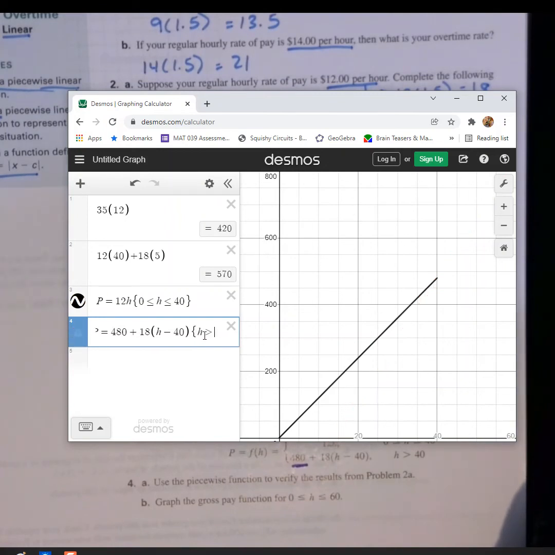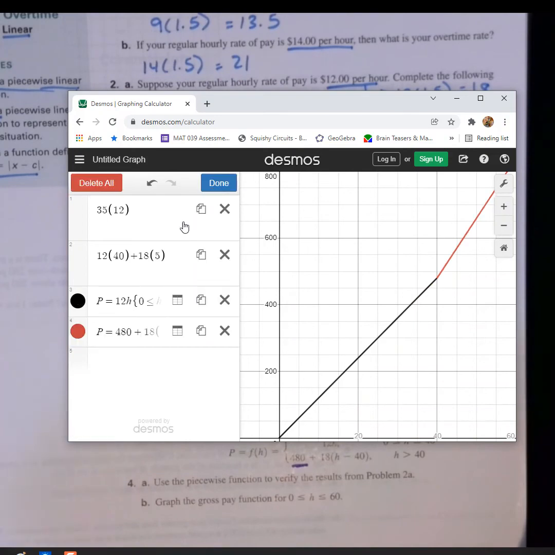And then h is larger than 40, close your curly brace. And now the second function's graphed starting at 40, and then it continues onward. I'm going to change the color of these so that they're the same color. So it looks like one connected function here.